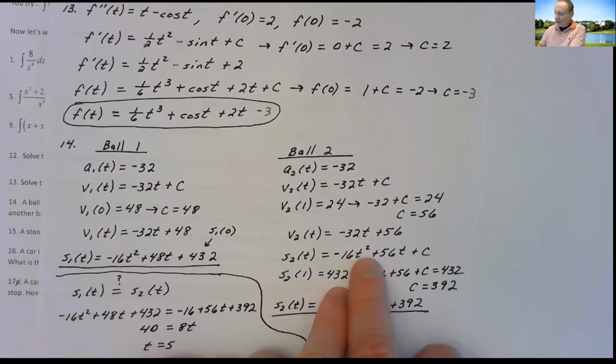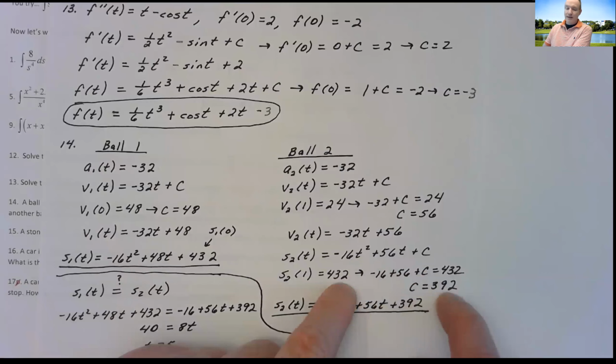Plug a 1 in for t. You'll get negative 16 plus 56 plus c is equal to 432. That's going to give me 40 plus c is 432. Subtract 40 on each side. You'll get the constant of integration is 392.